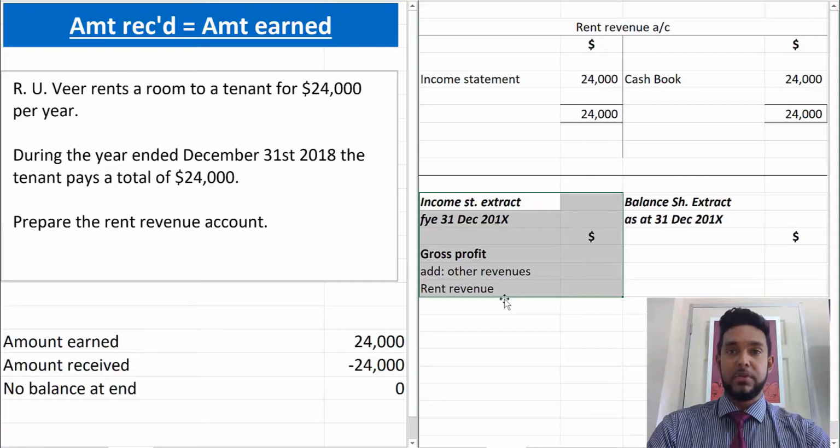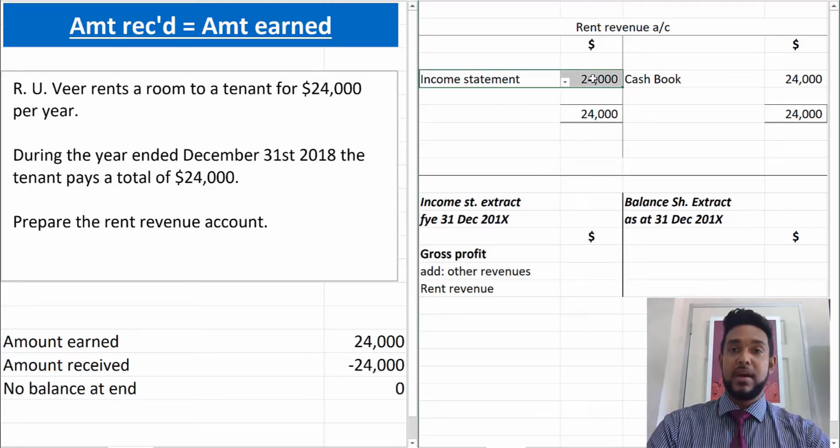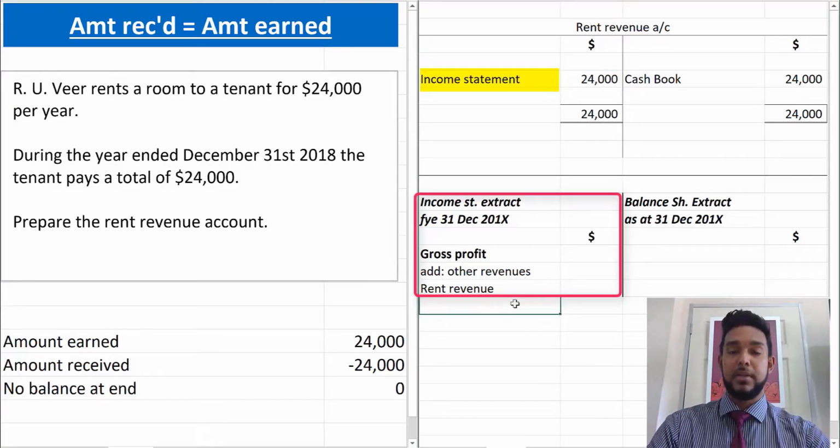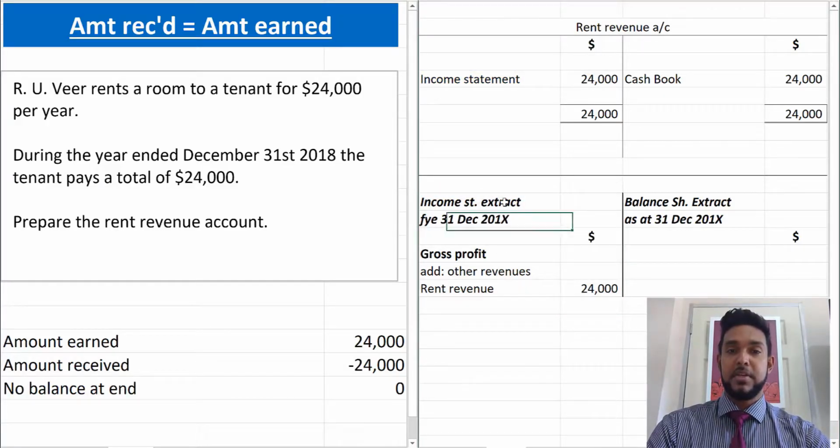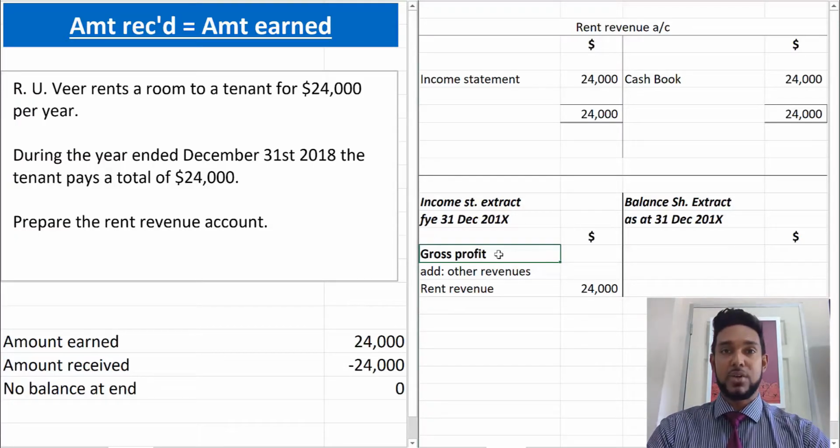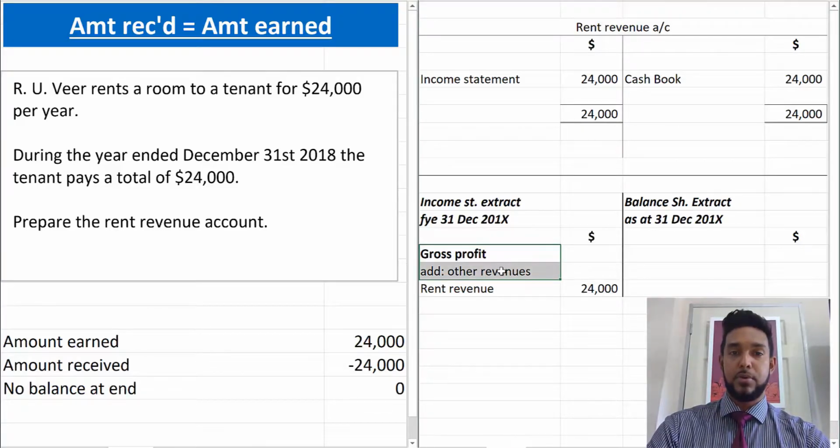All right, so the income statement extract. Now, at the end of a financial period, all revenues and expenses must be transferred to the income statement to calculate profit. Right? Now, revenues earned are transferred and expenses incurred. Now, we earned $24,000. As a matter of fact, this $24,000 has as its label income statement. So this amount goes to the income statement. Right? $24,000. Now, notice this is an income statement extract. It's not the whole income statement. And this piece that we've added on here comes after gross profit.